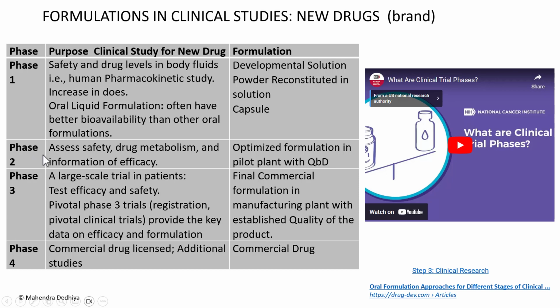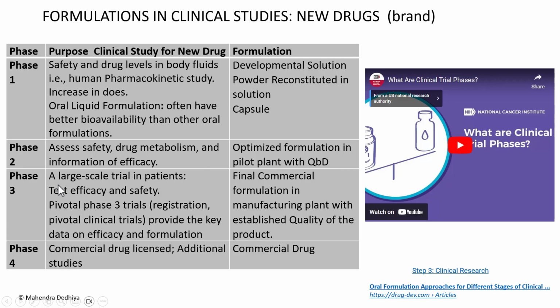Phase 2 studies assess drug safety, drug metabolism, and collect information on efficacy of the drug. In this case, optimized formulations are used. Formulations are scaled up to a pilot with quality by design concept embedded within the development.